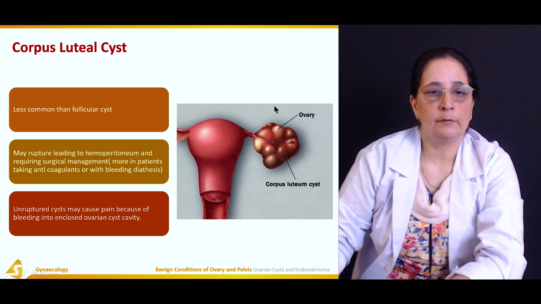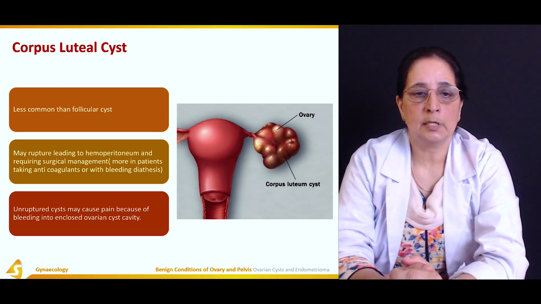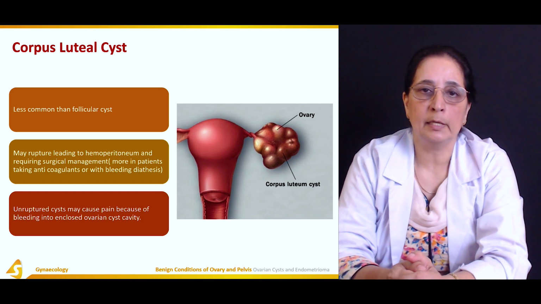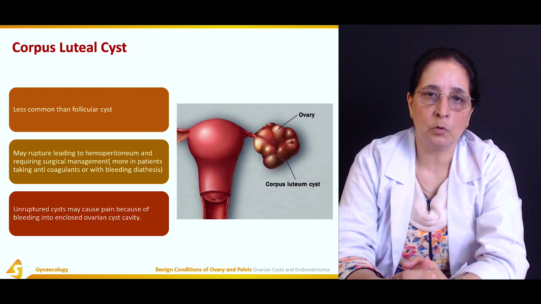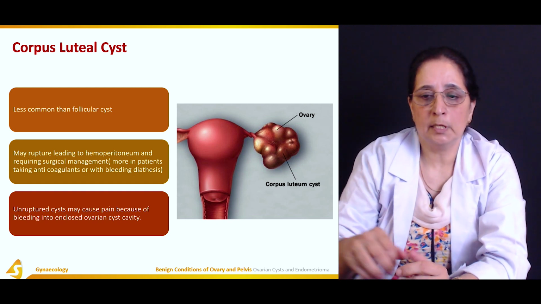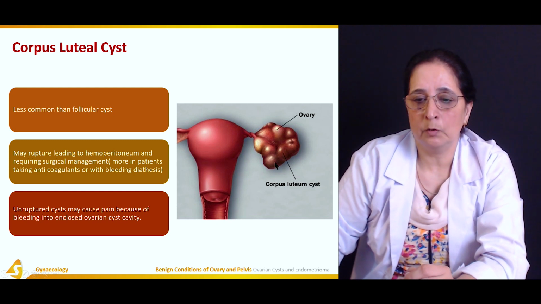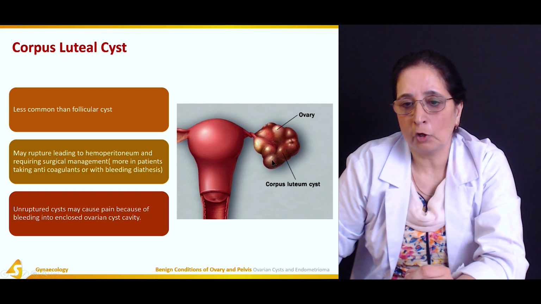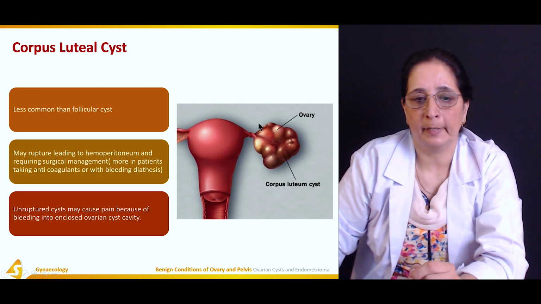Then the other type of cyst is the corpus luteal cyst. Corpus luteal cyst is less common than the follicular cyst. Follicular cyst is the most common type of the functional cyst. So here, again, this is the corpus luteum cyst. And if the torsion or twisting occurs, this is the serious complication. It can cause very bad pain here.